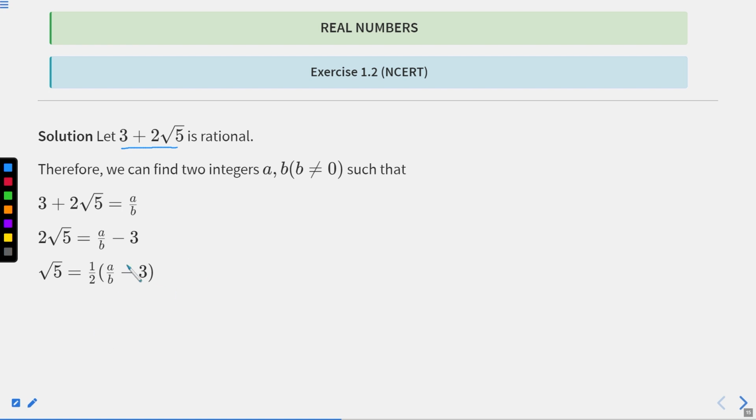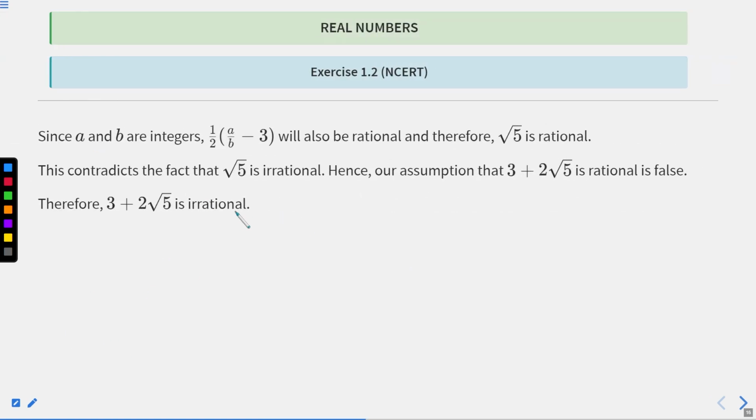So it implies root 5 is a rational number. But in our previous slide, we already proved that root 5 is an irrational number.